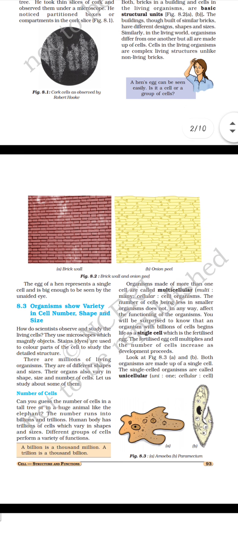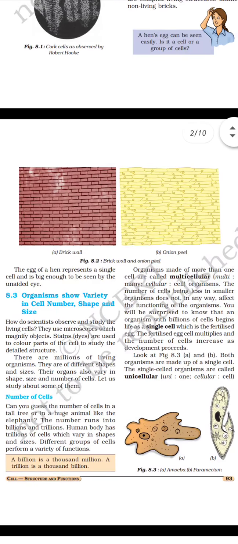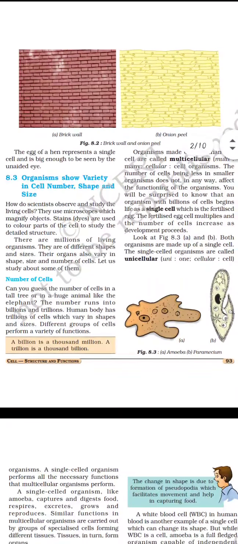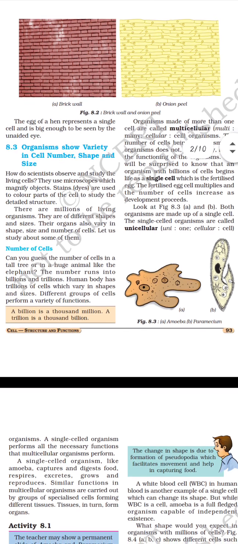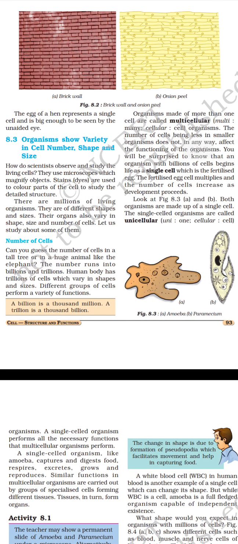But cells in living organisms have a more complex structure than a brick. In the given figure, part A shows bricks and part B shows the onion peel cell structure. In the brick wall you can see it is just a simple structure of how they are attached to each other. But if we compare this with the cell of a living organism, it is more complex.